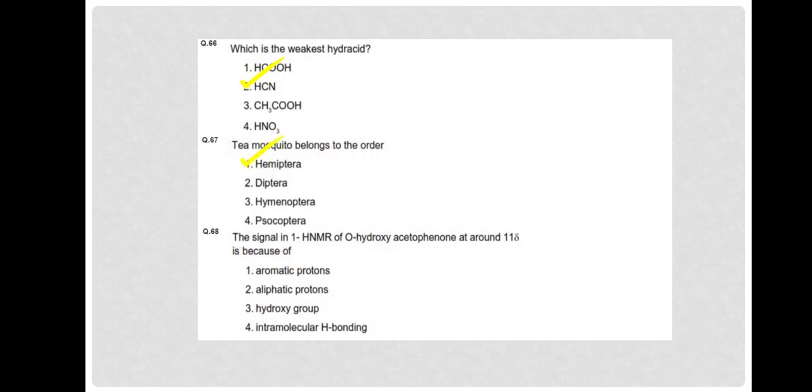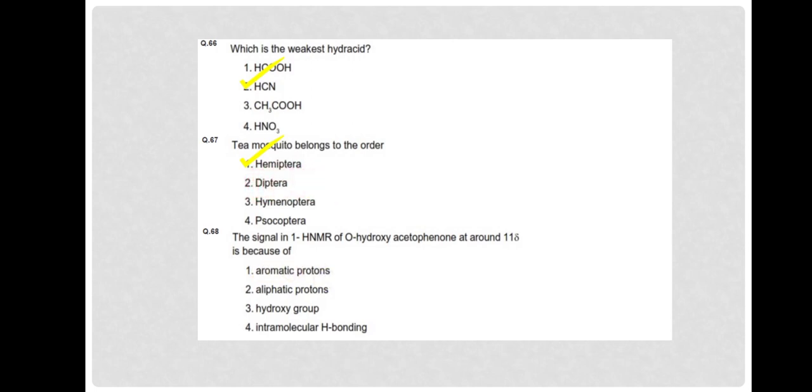So the answer is Hemiptera. Tea mosquito bug is a very important major sucking pest of the cashew nut plantation in India. Generally, bugs are included in Hemiptera only. So, tea mosquito is a bug and it is included in the Hemipteran group.